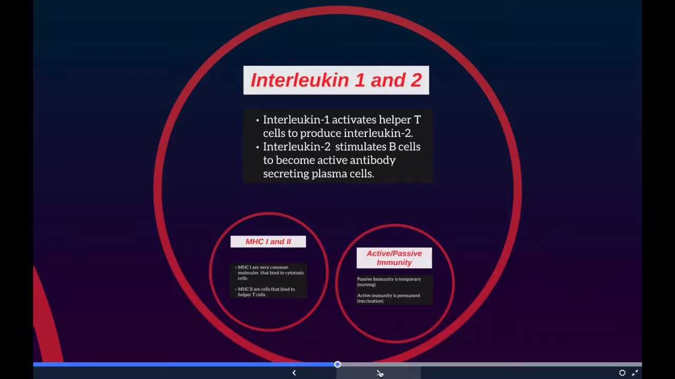Interleukin 1 activates helper T cells to produce interleukin 2. Interleukin 2 stimulates B cells to become active antibody-secreting plasma cells. Interleukin 1 and interleukin 2 are both cytokines, as we've said. Interleukin 1 is secreted by a macrophage and has antigens on its surface. It activates helper T cells to produce interleukin 2. Interleukin 2 stimulates B cells to become active antibody-secreting plasma cells. It is released by activated helper T cells.